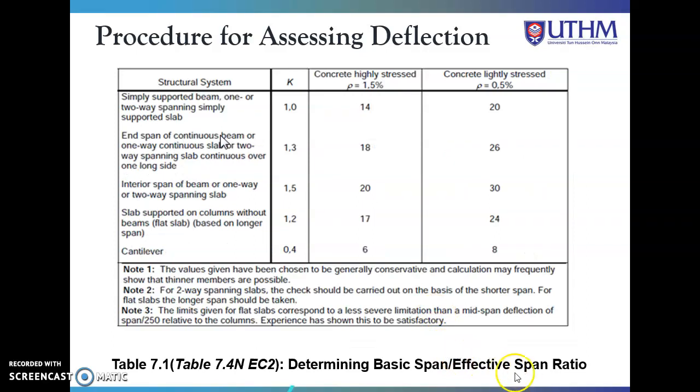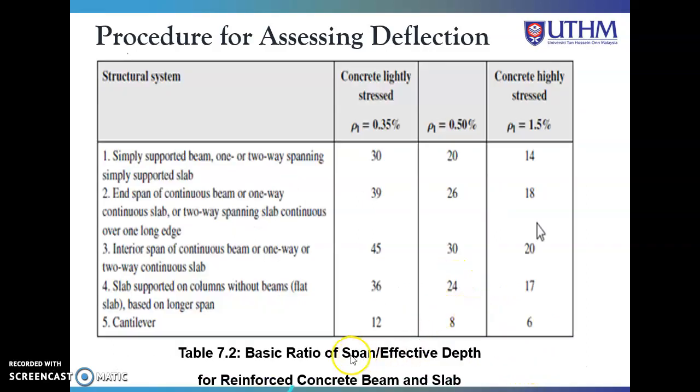I think there is a mistake here. This is not the effective span. This is the effective depth. Okay, so ni sama juga. Cuma dia dah interpolatekan lagi for the value of rho.